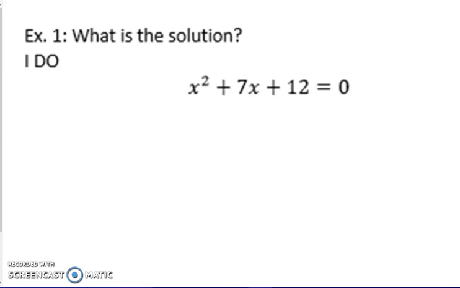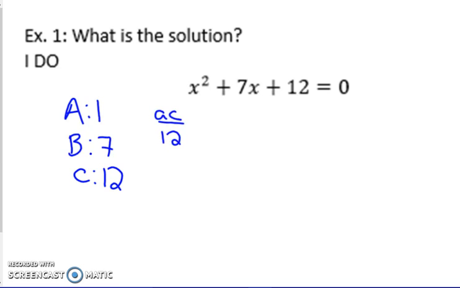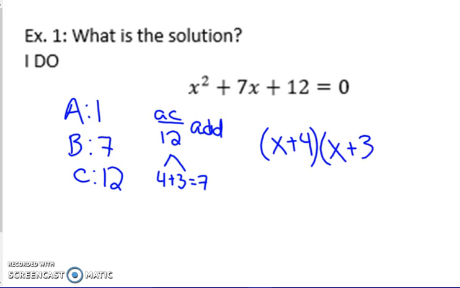So, if we look at our first problem, x squared plus 7x plus 12. There is no GCF, so if I do the ABCs, A is 1, B is 7, C is 12. Well, AC makes 12, and it's positive, so I need to add. 4 plus 3 gives me my 7. So when I factor, I'm going to end up with x plus 4, x plus 3, and that's going to equal 0.